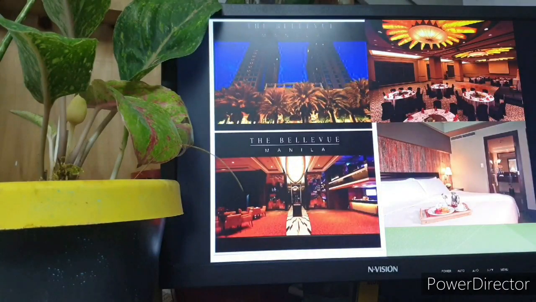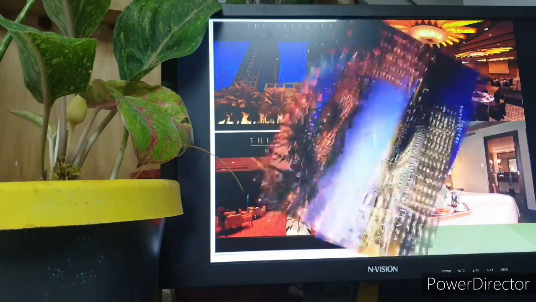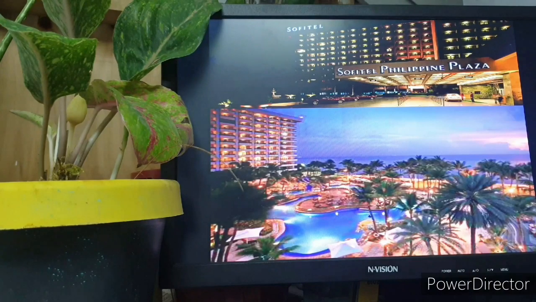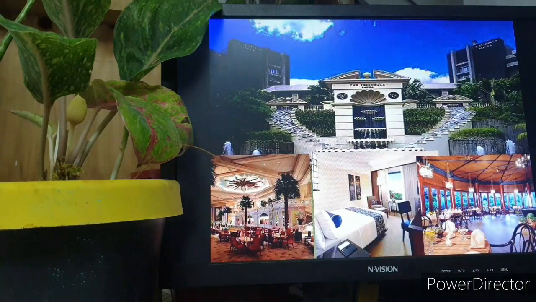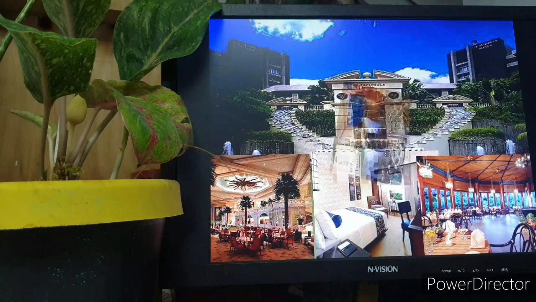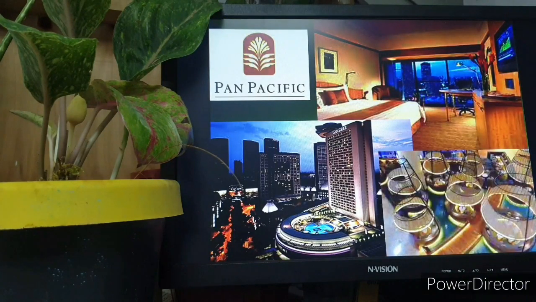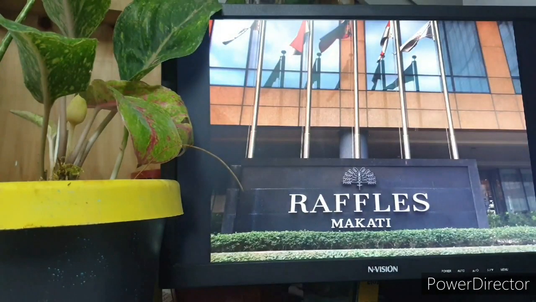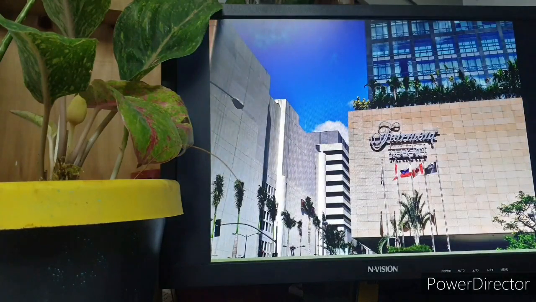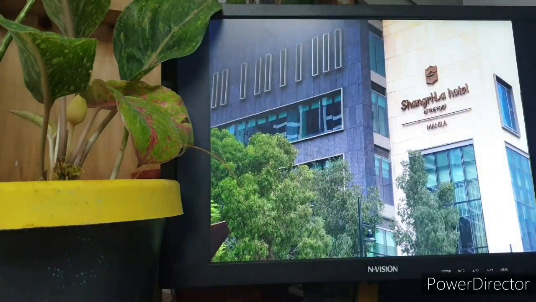We have the Bellevue, Manila, Sofitel, the Peninsula, Pan Pacific. This is one of the Butler hotels in the Philippines. Raffles in Makati. We have Fairmont in Makati. We have Shangri-La Hotel at the Fort. It is located, of course, in the city of Manila.